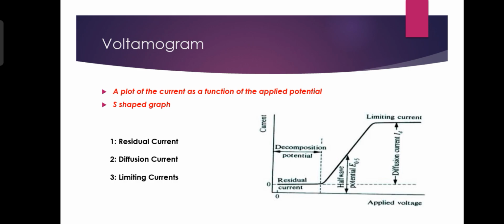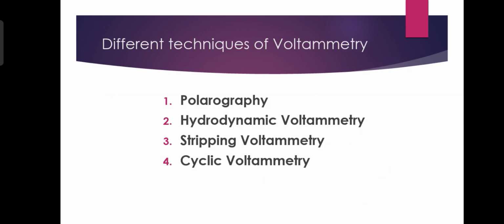There are three types of current: residual current, diffusion current, and limiting current, and there is another current, the migration current. We will neglect the residual and migration currents, and we will study the diffusion current. Half of the diffusion current corresponds to the half-wave potential, which is fixed, and we will discuss it in the polarography technique.